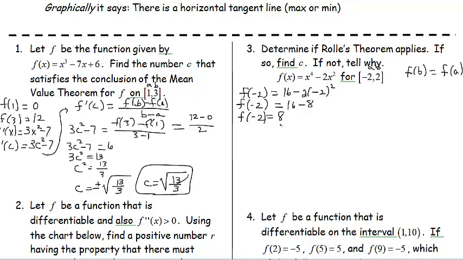All right, so if the other y value is also 8, the slope between them would result in a 0. And we can use Rolle's theorem. So we're going to evaluate at 2. So 2 to the 4th is 16 minus 2 times 2 squared. And again, that's going to give us 8. So the answer to this question is yes.